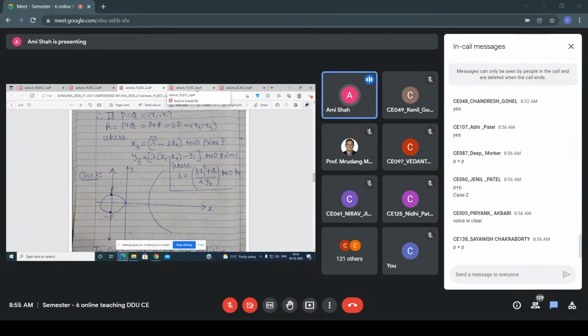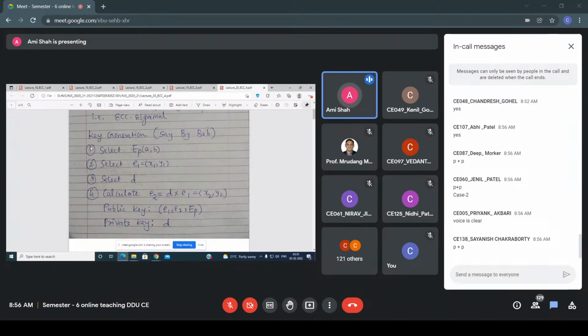So for your lab session, what you have to do, everyone? First of all, ask the user to enter the values of A, B, and P. Then after, you have to perform the point generation. Once the point generation is done, then you have to do the key generation. But for this key generation, this multiplication is required. So let's say D is 2, so you have to calculate 2P. And 2P is basically P plus P.